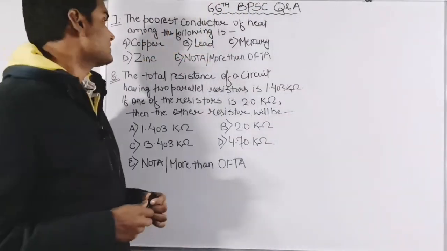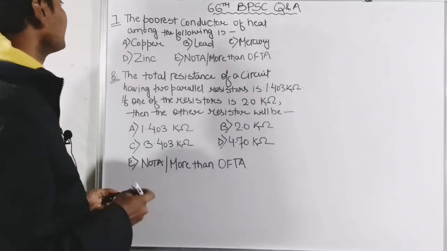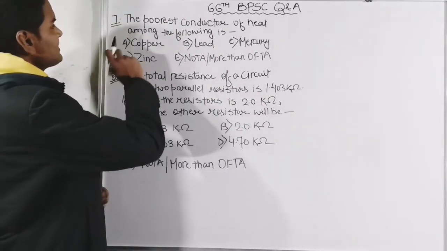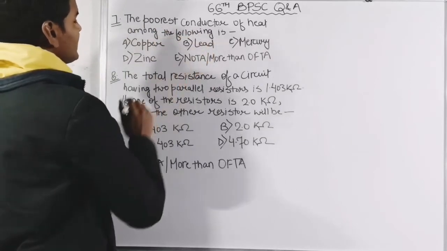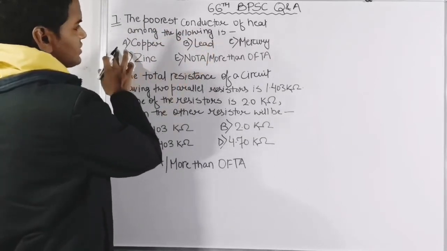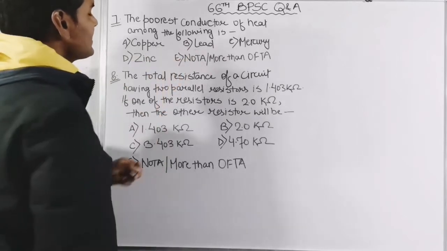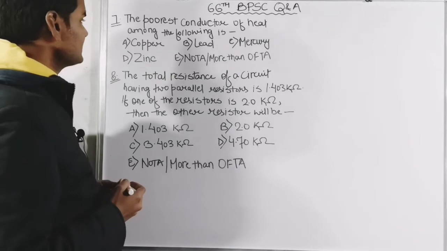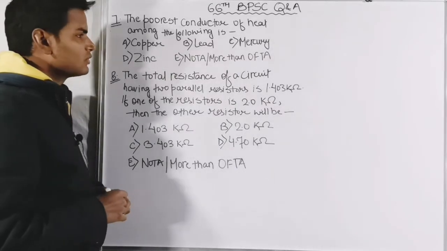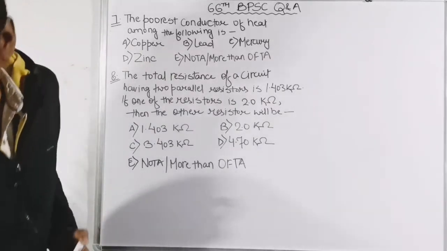So the next question will be question number 7 that was asked in that BPSC prelim exam, that was, the poorest conductor of heat among the following is. Option 1 is copper, option 2 is lead, option 3 is mercury, option D is zinc, and option E is none of the above or more than one of the above.